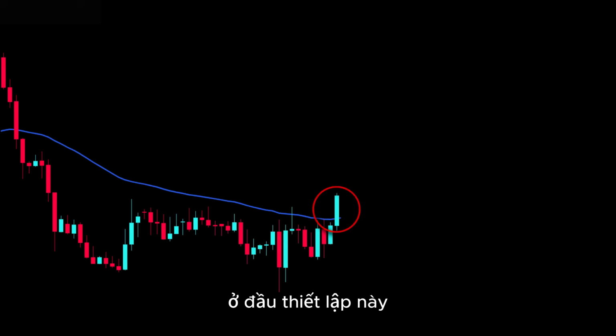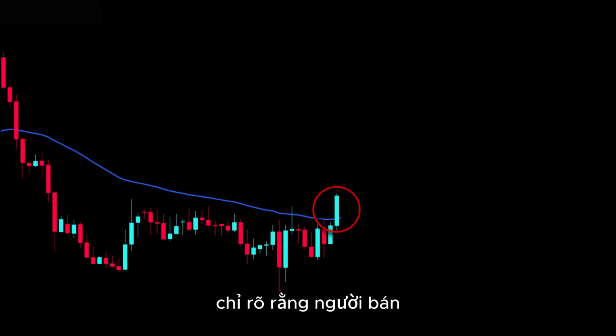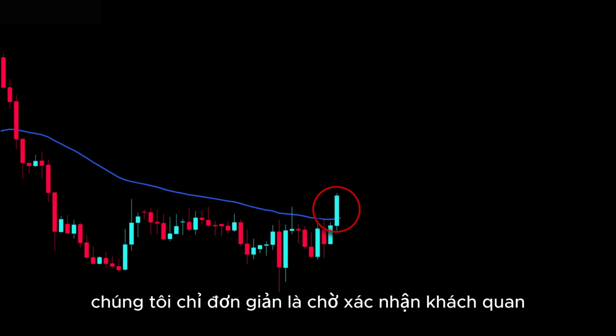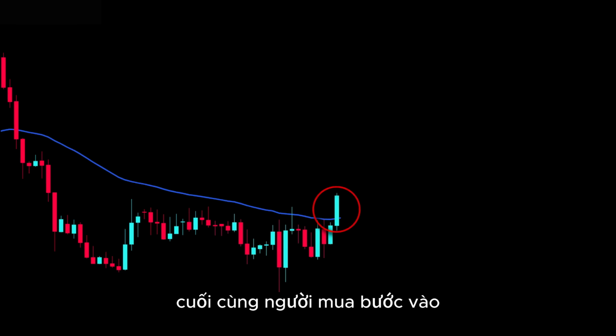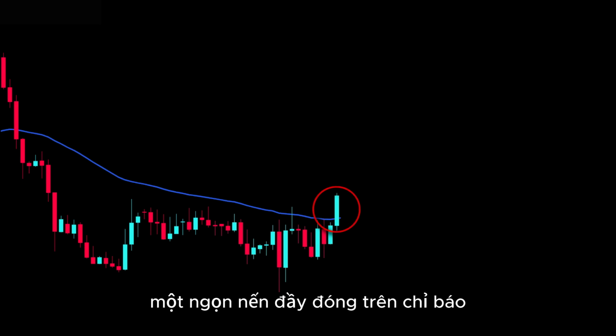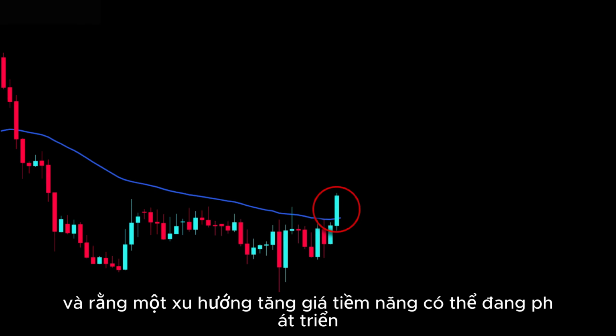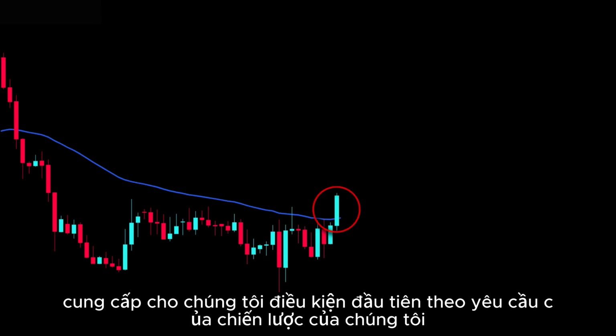At the beginning of this setup, gold had been trading below the 50 EMA for an extended period, clearly indicating that sellers were in control of the market. Instead of trying to predict the bottom, we simply waited for objective confirmation. Eventually, buyers stepped in with enough strength to push the price above the 50 EMA, and more importantly, a full candle closed above the indicator. This breakout signaled that bearish momentum was weakening and that a potential bullish trend might be developing, giving us the first condition required by our strategy.